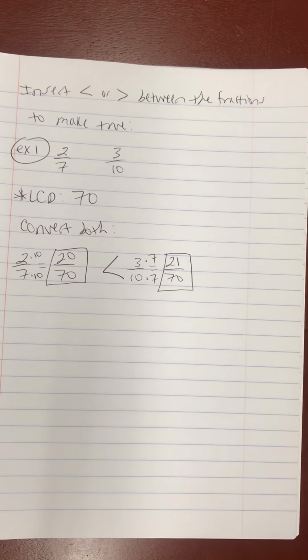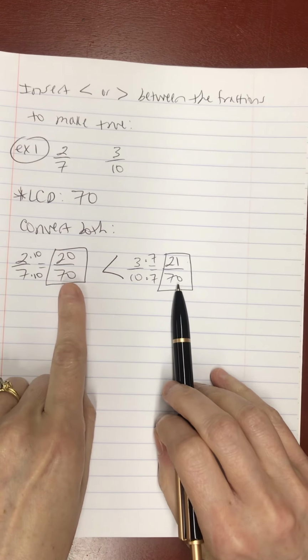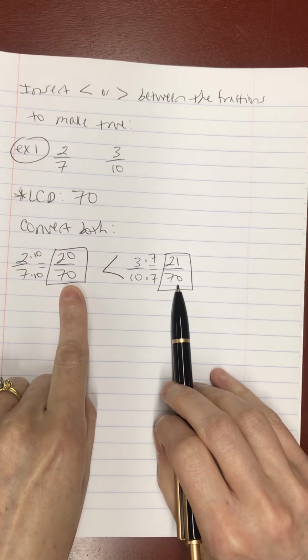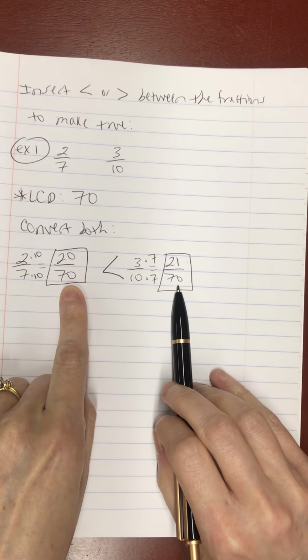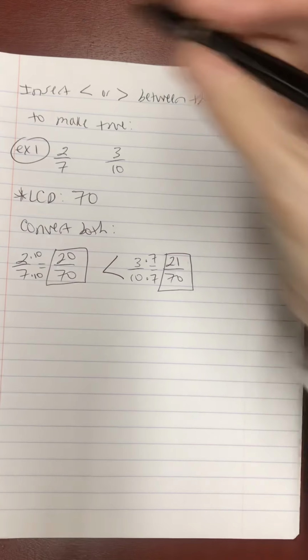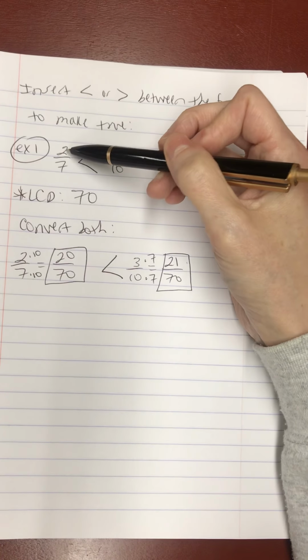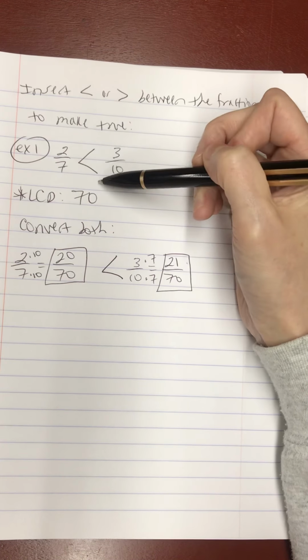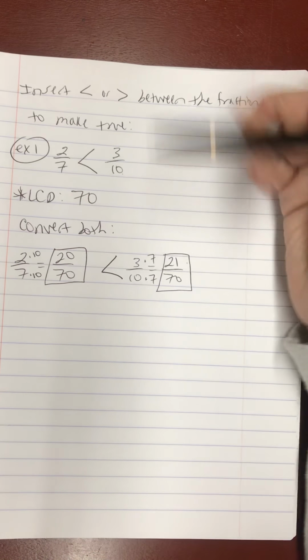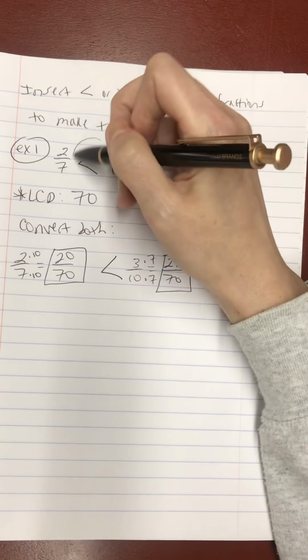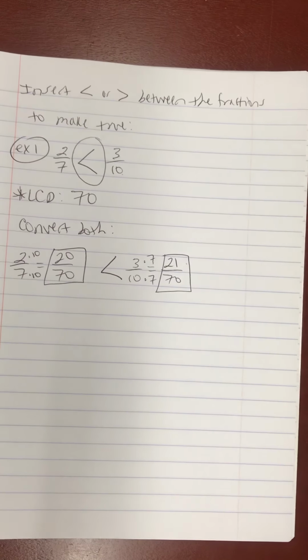Now, technically, you don't want to leave your answer like that because these are the fractions that we converted. So you need to put your less than symbol back in the original problem. You want to make sure you bring it back up here into the original problem and say that means 2/7 is less than 3/10. Because we just figured it out there. And so I'll circle it here. That's your final answer.